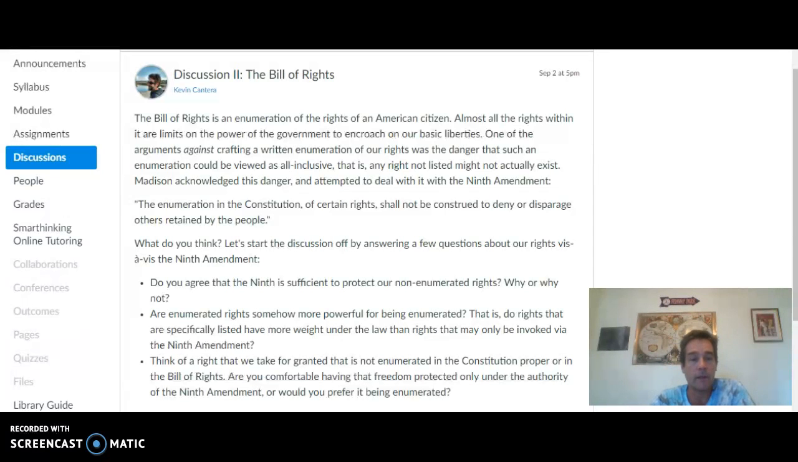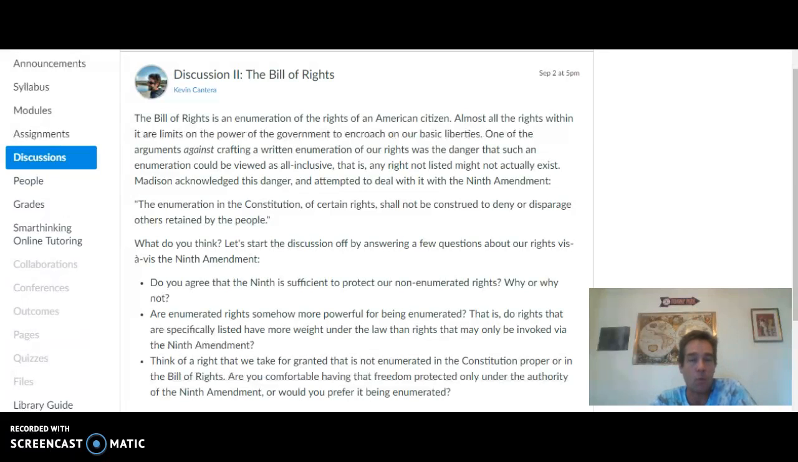Well, so for the discussion, these are the questions I pose. First of all, do you agree that the Ninth is sufficient to protect our non-enumerated rights? Why or why not? Are enumerated rights somehow more powerful because they are enumerated? That is, if a right is specifically listed, should it be given more weight than a right that may only be invoked via the Ninth Amendment? For instance, by a judge.